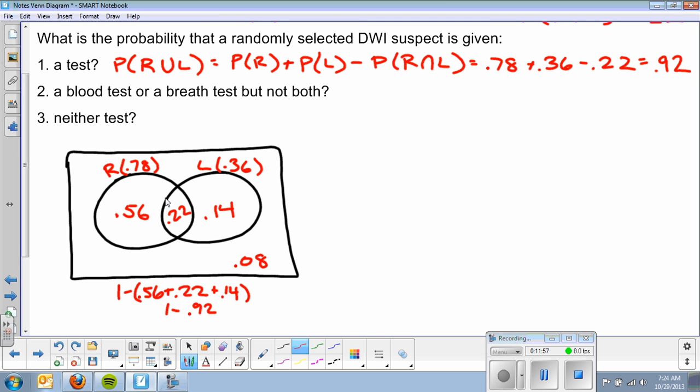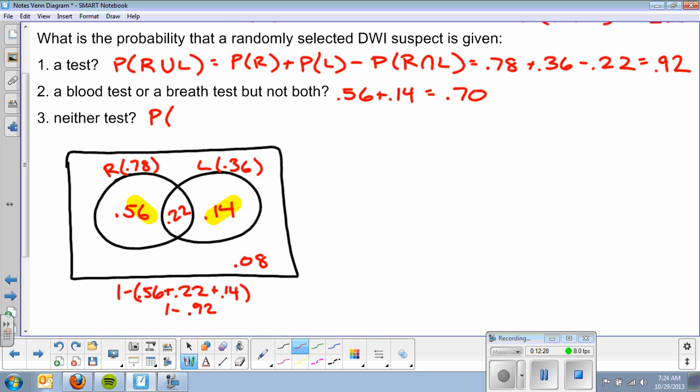Okay, that's this, or this, or this. A blood test or breath test, but not both. Now that's kind of tough to write out in the notation, so I'm just going to show you what that one looks like. So I grab my highlighter. That's just breath or just blood, but not both. So it's basically 0.56 plus 0.14, which is 0.70. And the last is neither test.